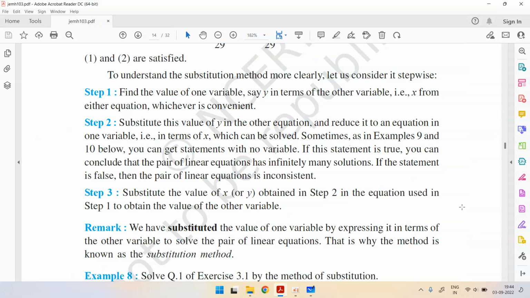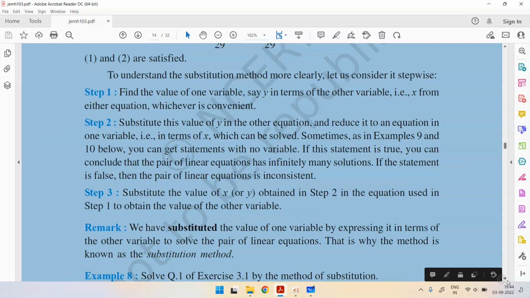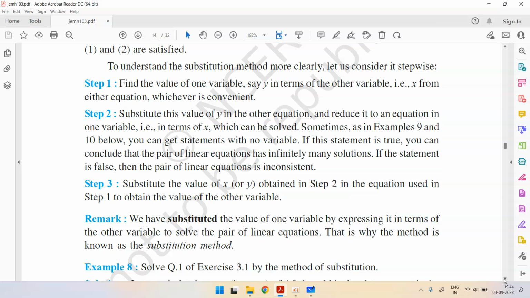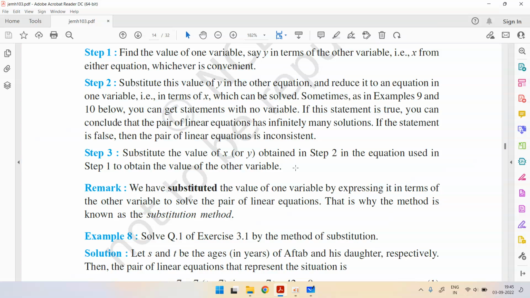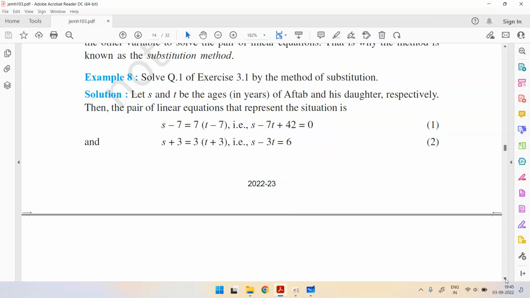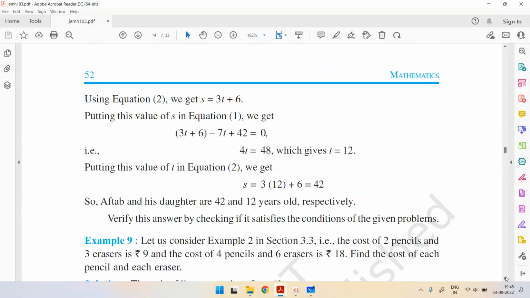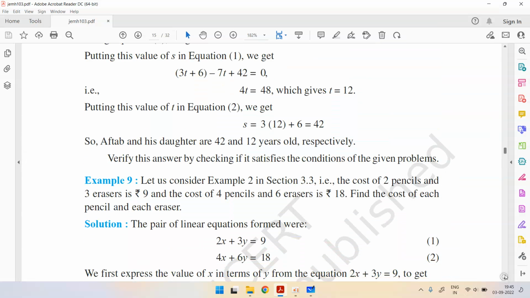Verification you can do at your own end by substituting both values in one of the equations, and it must satisfy the equation. Question number 8: solve question number 1 by the method of substitution. You remember that it was Aftab and his daughter question. That question is not given directly, so I am not considering it.